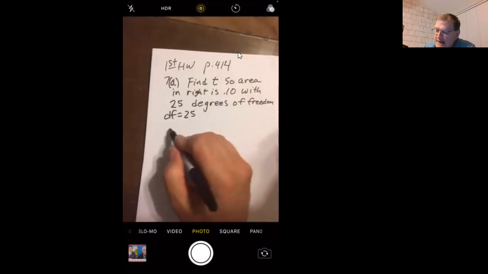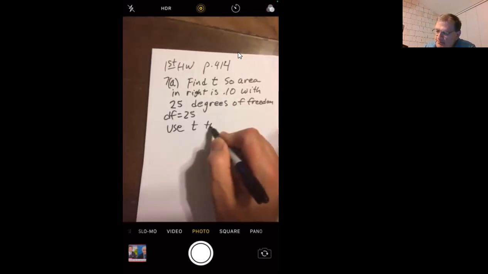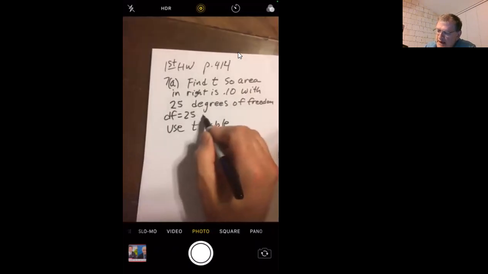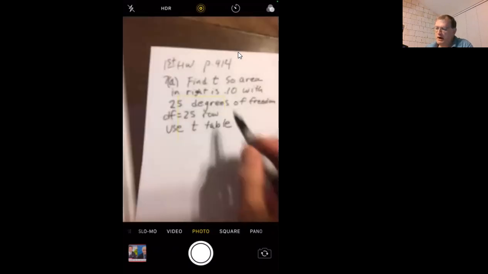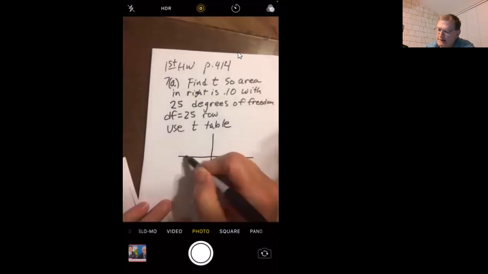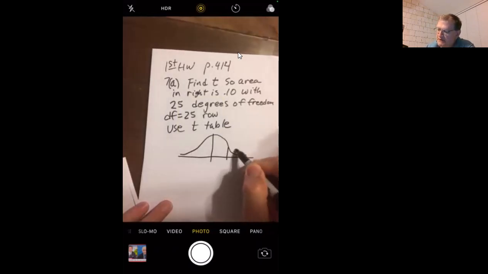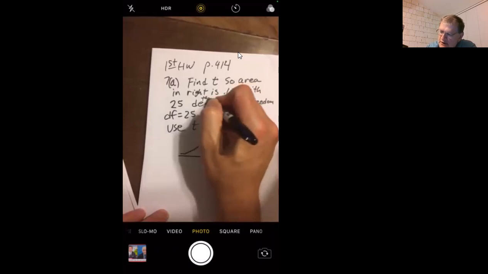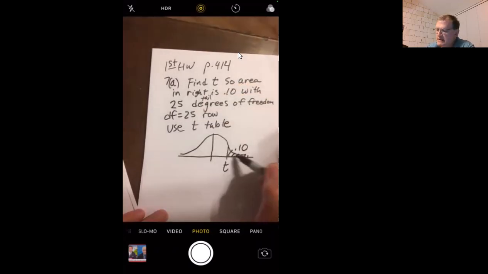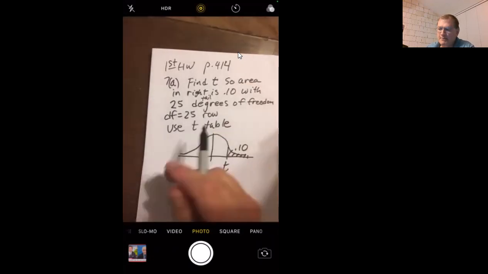Okay, so to find t, we use the t table. This DF 25 is our row. Find 25 in the DF column. That'll be our row going across. And we want, okay, I should picture this. We want area in the right tail, 10% of our numbers in the right tail. And this coefficient is t. So we want to find this statistical coefficient, calling it t. So the area in the right tail, 10% in this right tail with 25 degrees of freedom.